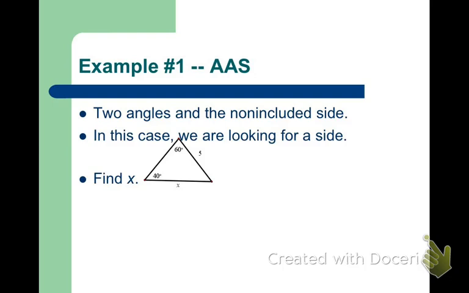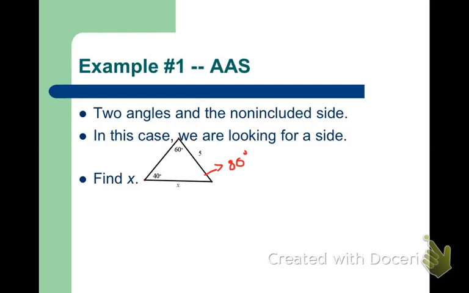Our first example is where we're given 2 angles and the non-included side. A good idea that I'm going to suggest is that if I know 2 angles in a triangle, I might as well just go ahead and solve for the last one. You never know when it'll be helpful, so you might as well have the information in front of you.